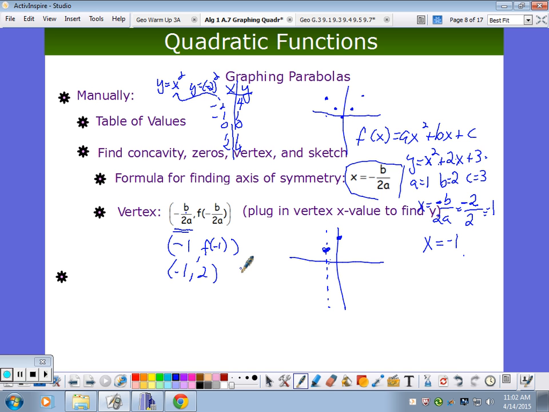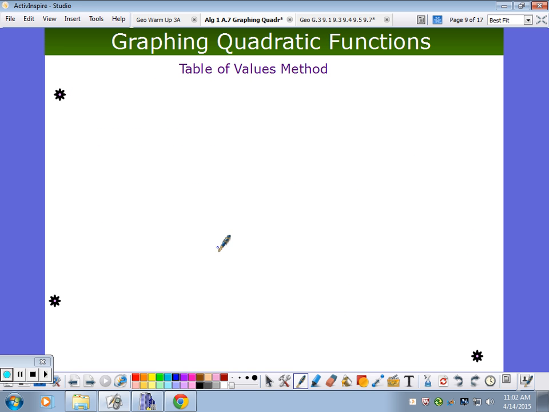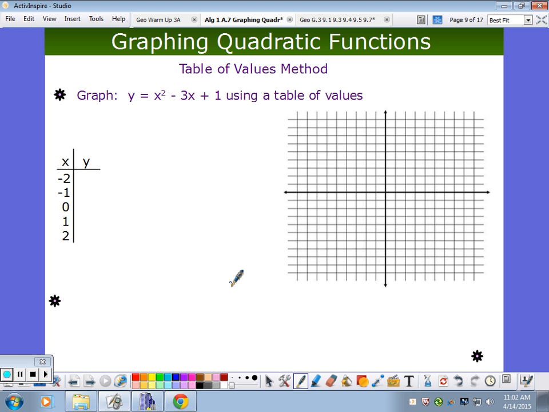So the idea here is, let's be a little smart. We may still need some table of values stuff, but let's be smart. That's what we're going to be looking at. The other way is the graphing calculator. I'll tell you right now, you're really going to use both of these together. One will help the other.